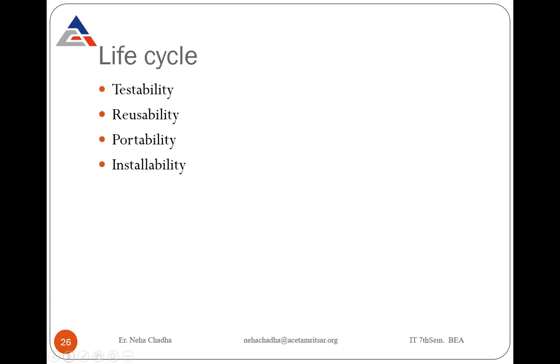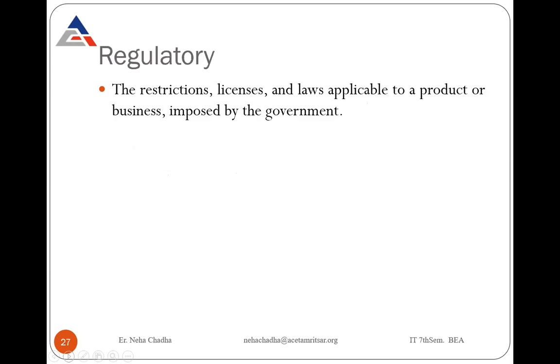Then comes the life cycle, which is another part of your non-functional requirement. It includes testability, usability, portability, and installability. Last comes the regularity. Regularity means all the license restrictions and laws applicable to a product or business imposed by the government.